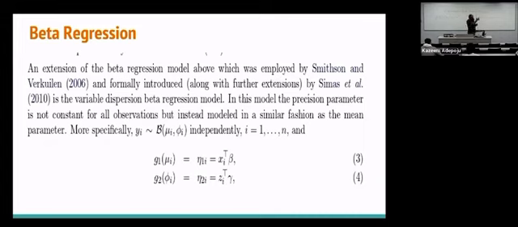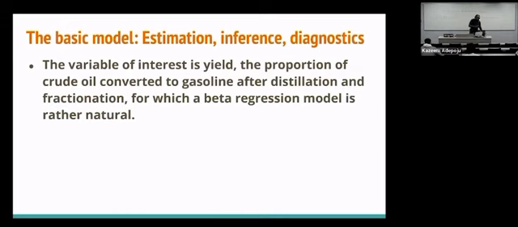We have other extensions of beta regression, but I'm not going to go into there. What I'm going to walk you through now is the application aspect. Now I need you to pay attention to the application aspect. Let's talk about the basic model. Let's talk about how we estimate parameters, how we conduct inference, and how we subject our model to diagnostic testing. Let's take a look at this.